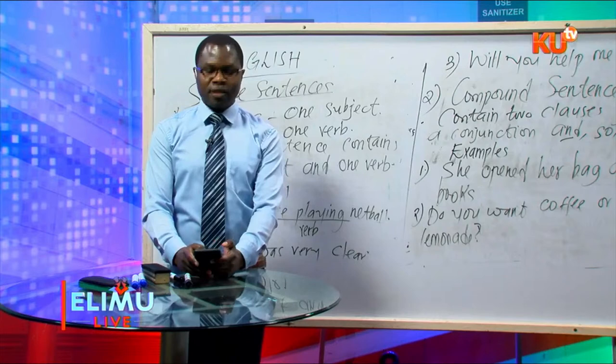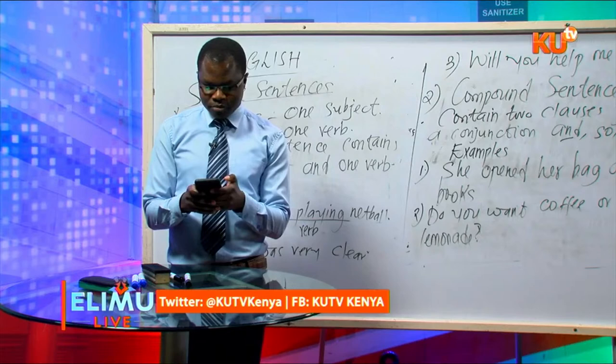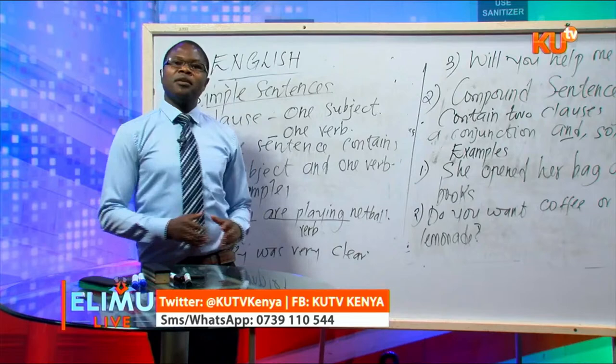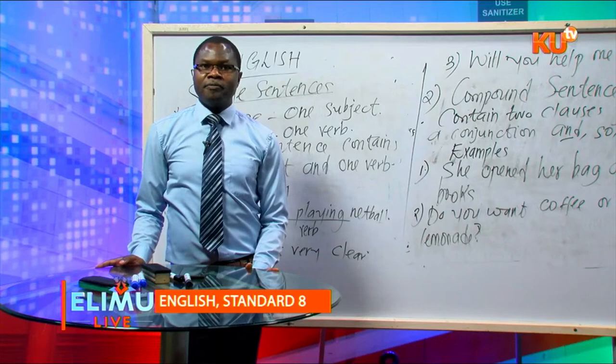And this is somebody from Baringo. I'm so much happy you're tuned in from far and wide. A declarative sentence is just a statement. They make statements and mostly they end with full stops. So they are basic statements ending with full stops. Those are examples of declarative sentences.